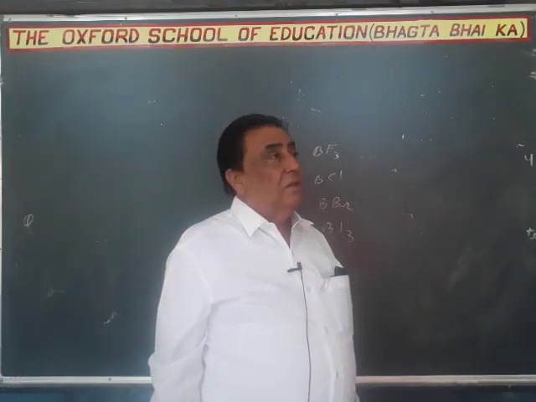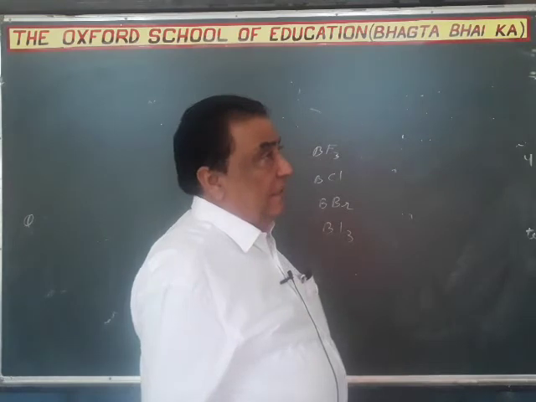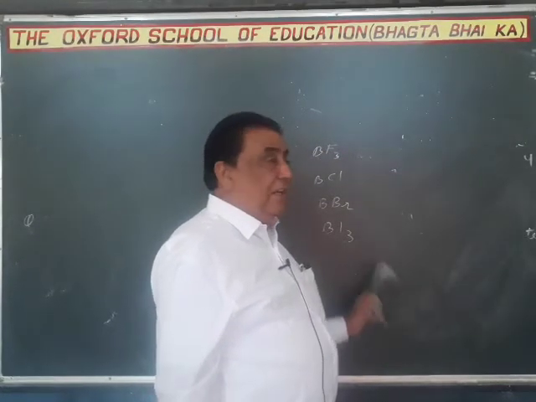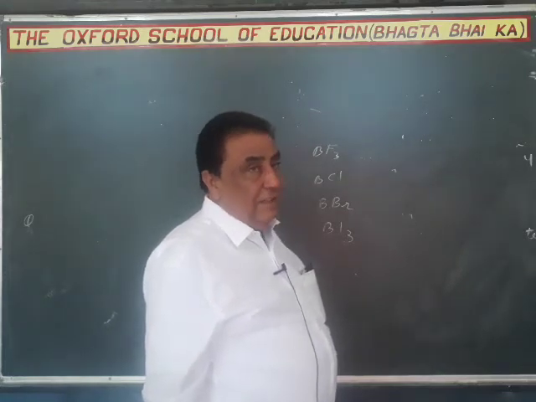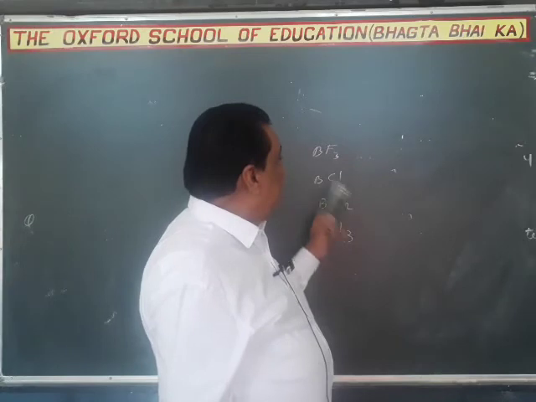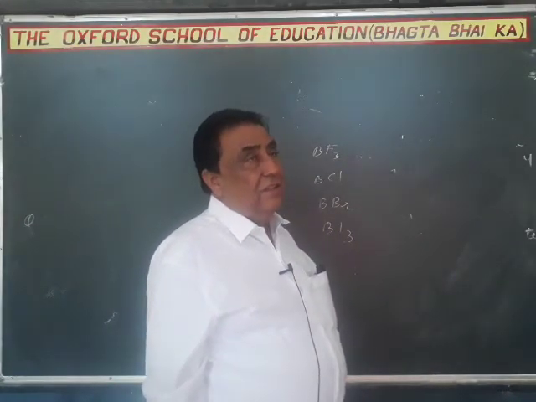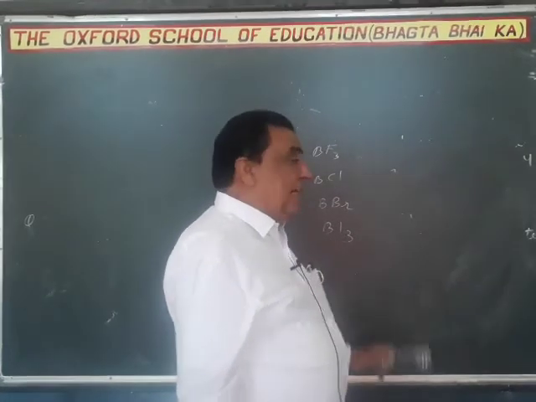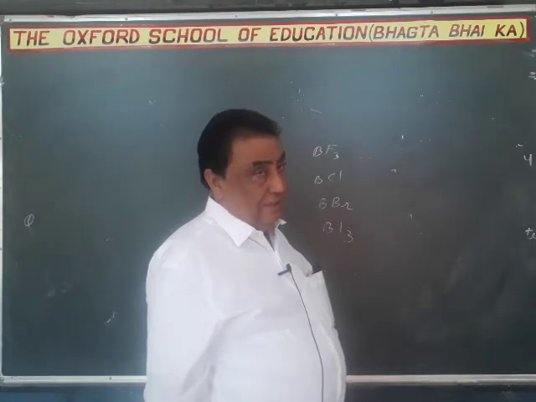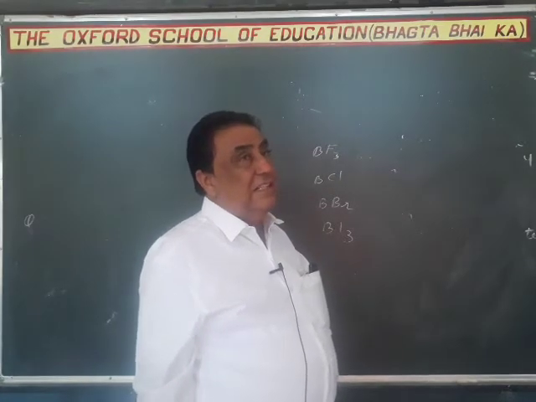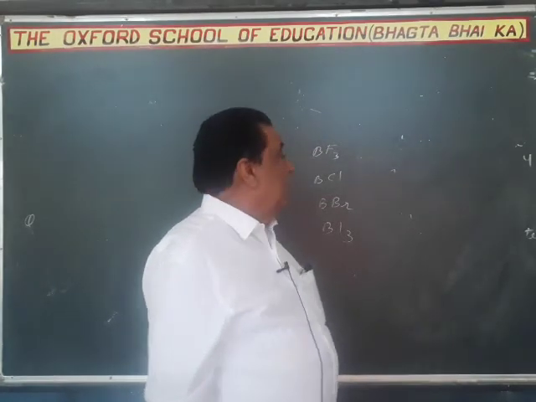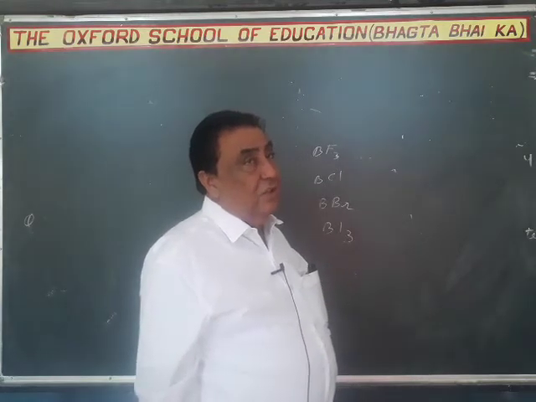According to electronegativity factor, fluorine is most electronegative halogen and iodine is least electronegative halogen. According to electronegativity factor, BF3 should be strongest Lewis acid and BI3 should be weakest Lewis acid. But actual order is reverse. BI3 is strongest Lewis acid and BF3 is weakest Lewis acid.